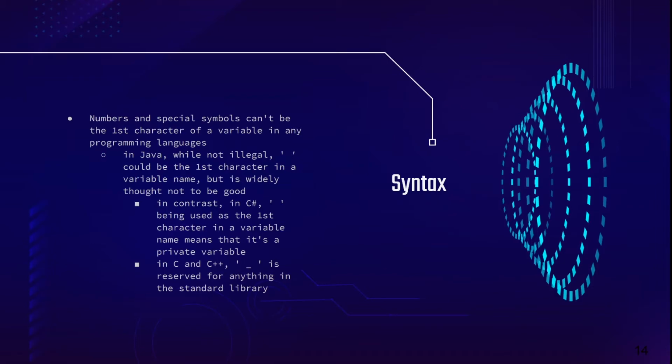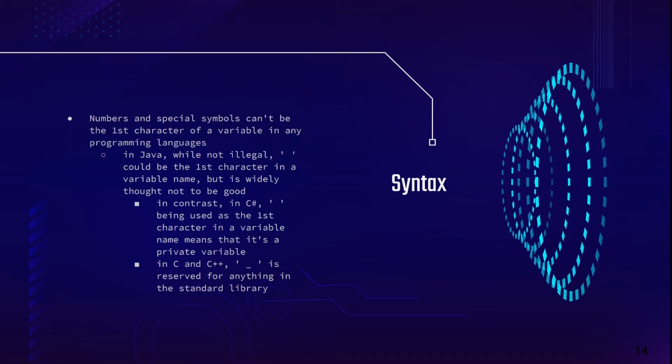Your compiler will yell at you. Numbers and special symbols, like the money sign, cannot be used for the first character of a variable in any language. If you want, you can put a 1 or something in the middle or at the end. It just can't be used for the first letter or character.